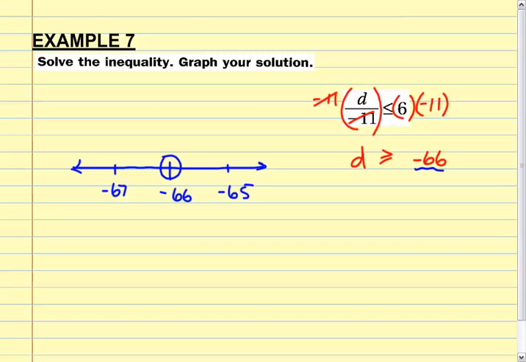Put a circle around the critical number's dash, and can it equal that? It certainly can. Okay, so I'm going to color it in. And it says that d is greater than that number. Well, this is the side where all the numbers are greater than negative 66, so I shade over there. And that's my answer. I have solved it, and I have graphed it.